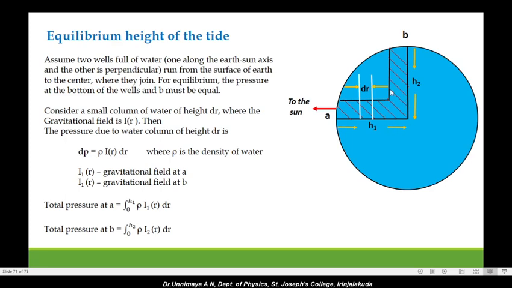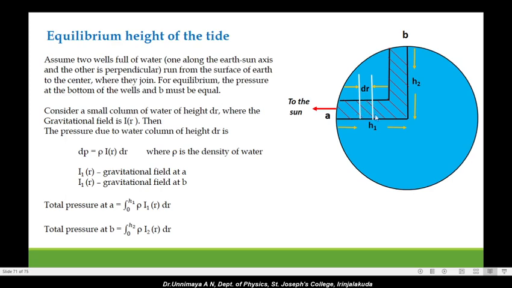അങ്ങനെയാണെങ്കിൽ ഒരു ഇക്വിലിബ്രിയം അവിടെ സെറ്റ് ചെയ്യാനായിട്ട് എന്ത് വേണം? ദ പ്രഷർ അറ്റ് ദ ബോട്ടം ഓഫ് ദ വെൽസ് എ ആൻഡ് ബി മസ്റ്റ് ബി ഈക്വൽ. ഇവിടെ എ ഉണ്ട് കേട്ടോ. എ ആൻഡ് ബി മസ്റ്റ് ബി ഈക്വൽ. ഫോർ ഇക്വിലിബ്രിയം the pressure at the bottom of the wells A and B must be equal. So in order to get that pressure at equilibrium, consider a small column of water of height dr.